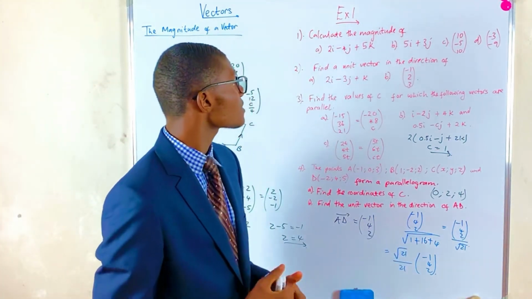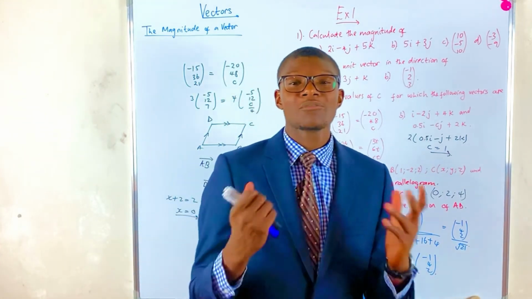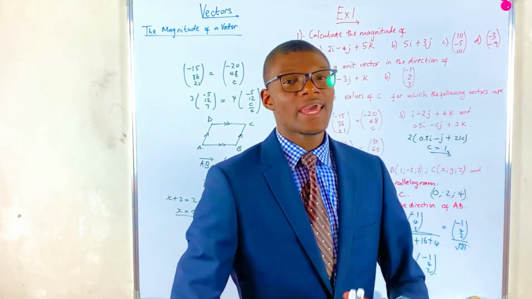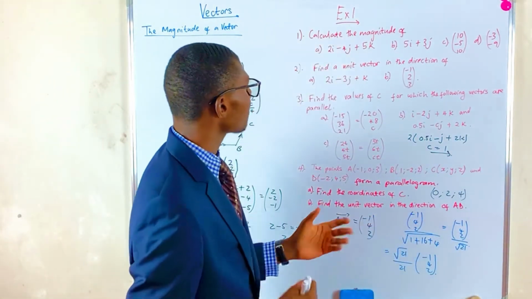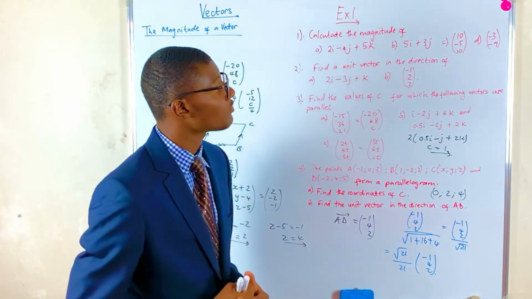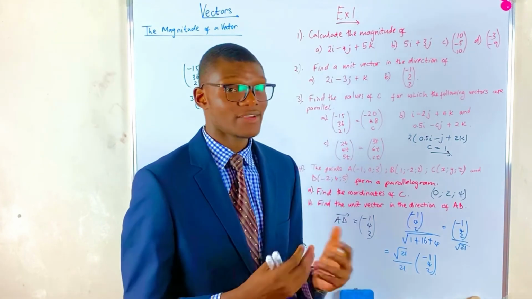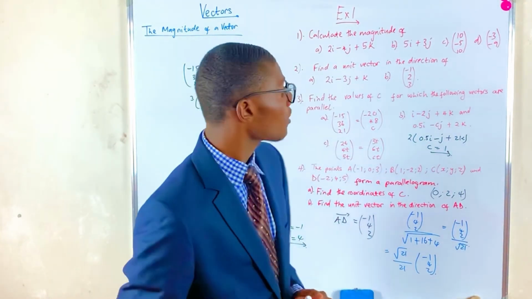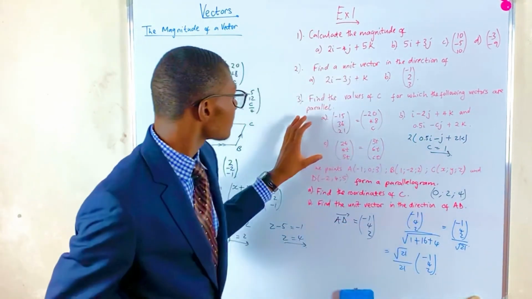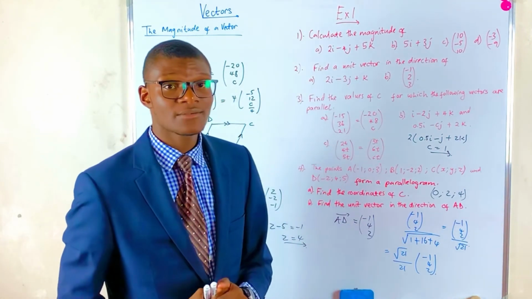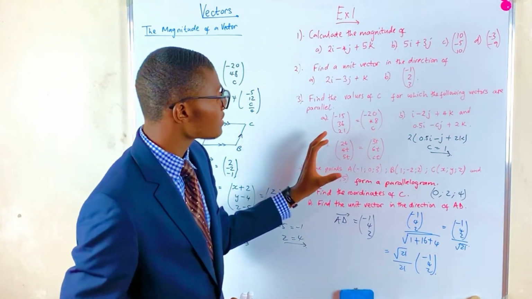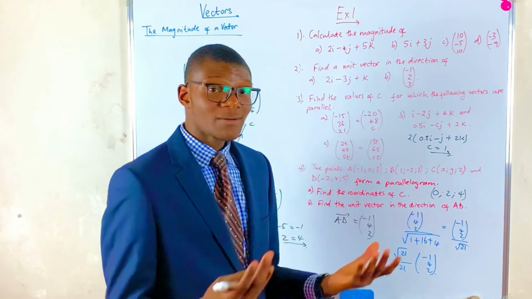So this was simply looking at how we find the magnitude of a vector and how we apply the formula of finding the magnitude of a vector, as well as finding the unit vector in the direction of a specific vector. And as well, we looked at parallel vectors, and we mentioned that parallel vectors are scalar multiples of one another.